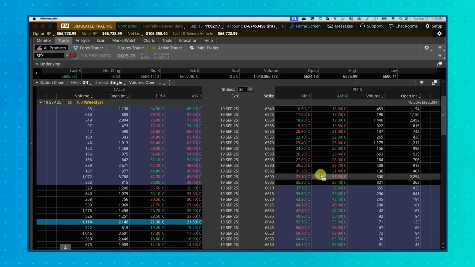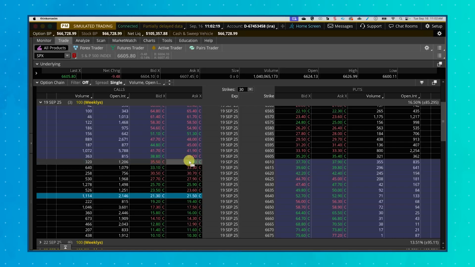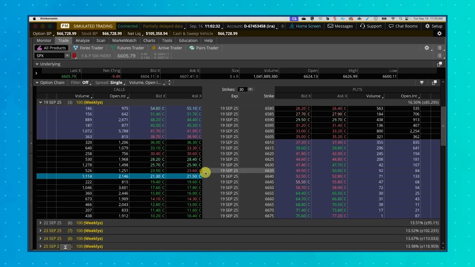Now, let's run through the bear trade first. I'm going to go to the call side. I'm going to use the open interest as the way I'm selecting the strikes. I'm going to sell the 6640 and buy the 6650. That's going to create a credit spread, a credit vertical.